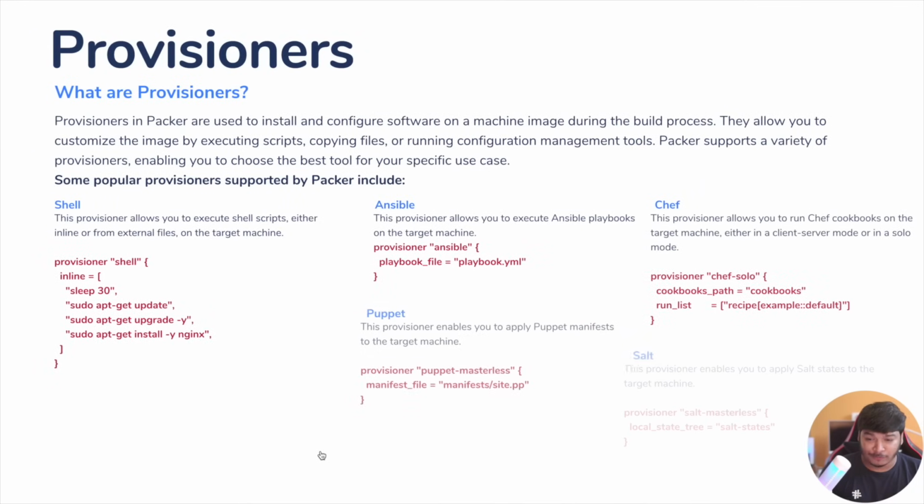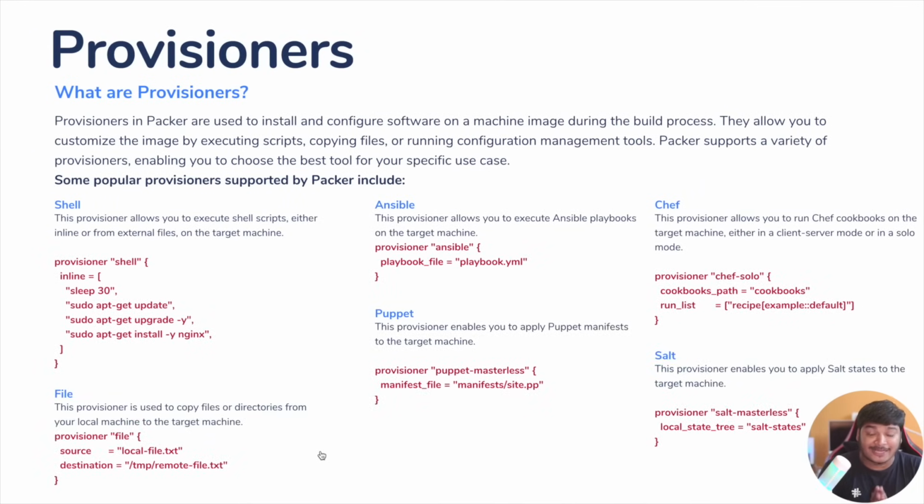So what exactly is a provisioner? Provisioners in Packer are used to install and configure software on the machine image during the build process, okay? And they allow you to customize the image by executing different scripts, copying files, or maybe running configuration management tools, like say Ansible, SaltStack, Vagrant, could be any tool. And Packer supports a variety of provisioners, enabling you to choose the best tool for your specific requirements.